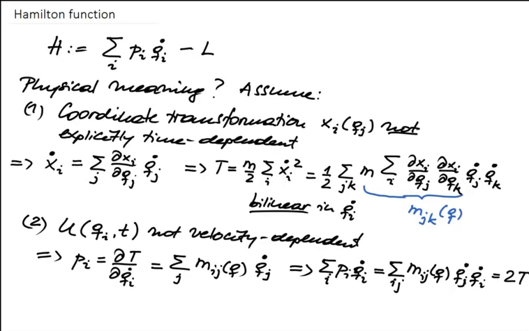When we use this result and insert this into the definition of the Hamiltonian, what remains is that the Hamilton function is 2 times the kinetic energy minus the Lagrange function, but the Lagrange function in turn is defined as the difference of kinetic energy and potential energy. Taken together, what remains is that the Hamilton function equals the kinetic energy plus the potential energy.